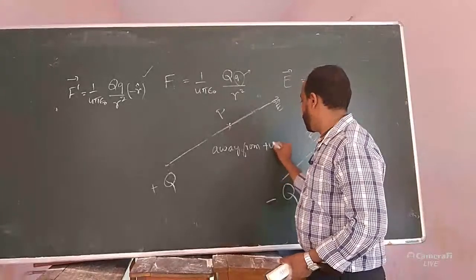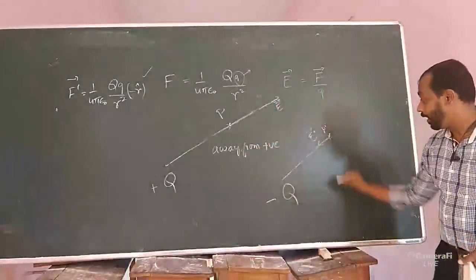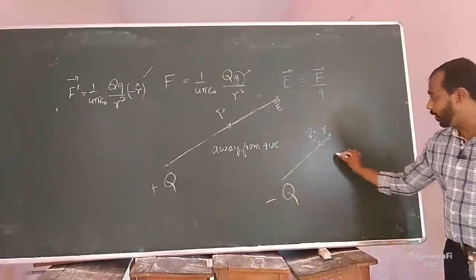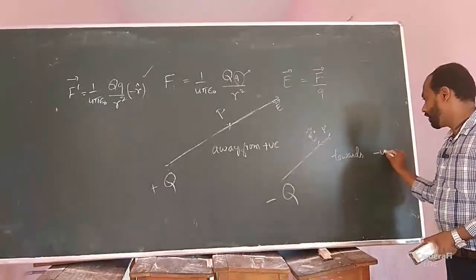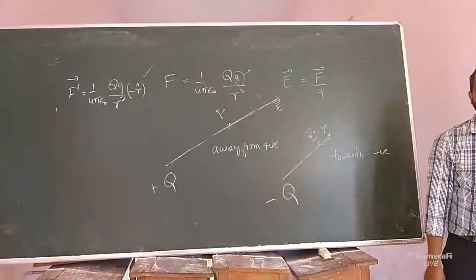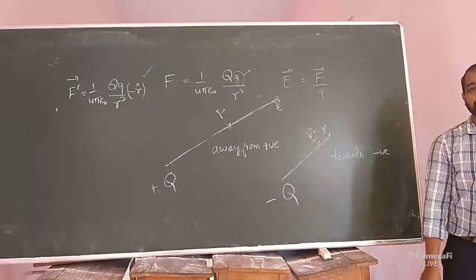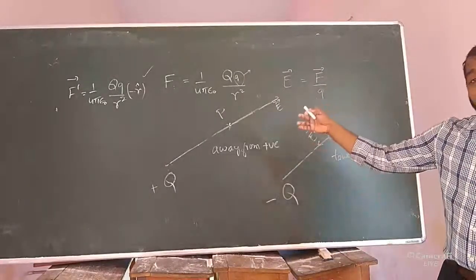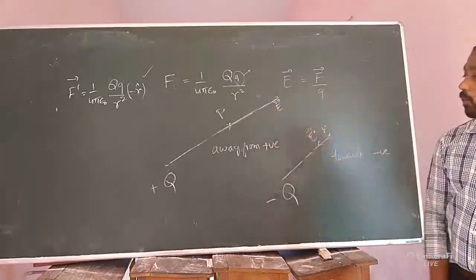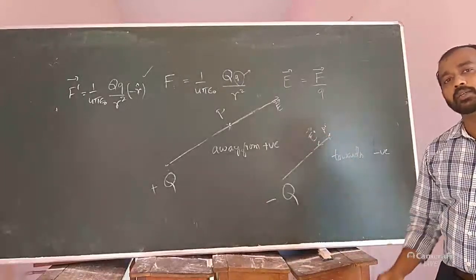Electric field is away from the positive charge, and electric field will always be towards the negative charge. That's the generalization. Whenever you need to find the electric field at a particular point due to some positive charge, it will be away from it.